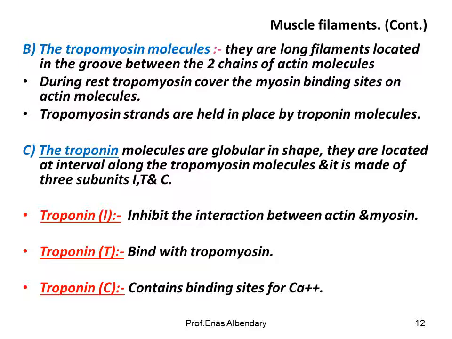And number 2, troponin. Troponin T binds with tropomyosin. Troponin C contains binding sites for calcium. Calcium is very, very important in muscle contraction and it starts the muscle contraction.